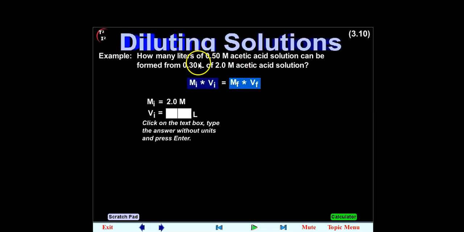Now, if you look at the question, it says how many liters of 0.5 acetic acid solution can be formed from 0.3 liters of 2.0 molar acetic acid solution. So this is your initial solution, because it says from 0.30 liters of 2.0 molar. That's why the initial molarity was 2.0.